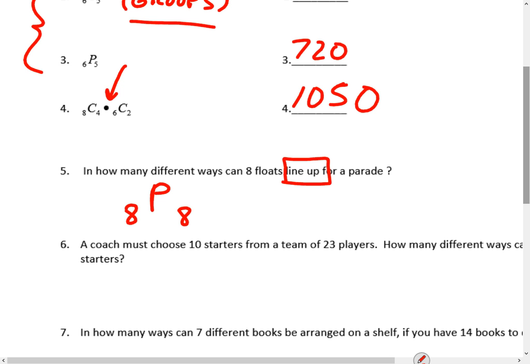Lineup. Actually think about what's going on. You're putting floats in a parade. Does it matter if Charlie Brown is the first float or whether SpongeBob is? Yes, it matters who's first and who's second. When that matters, the lineup, that's really a synonym for order, which should make you think of permutations.